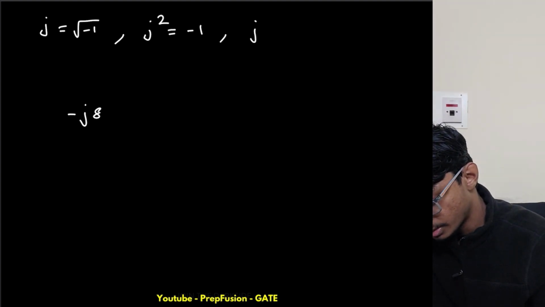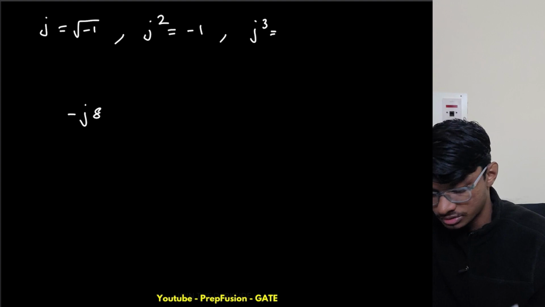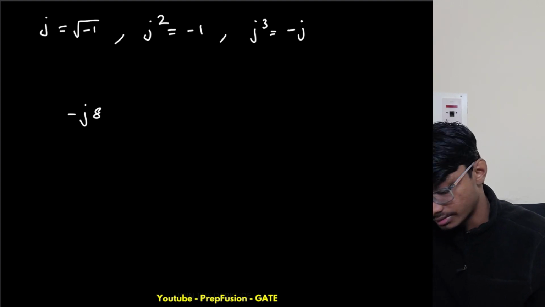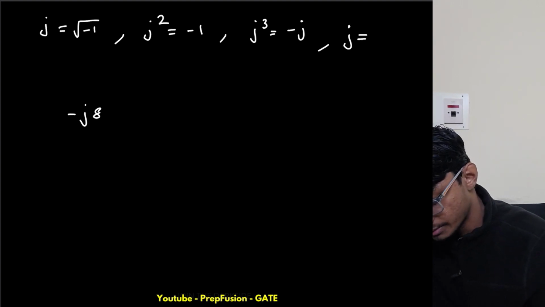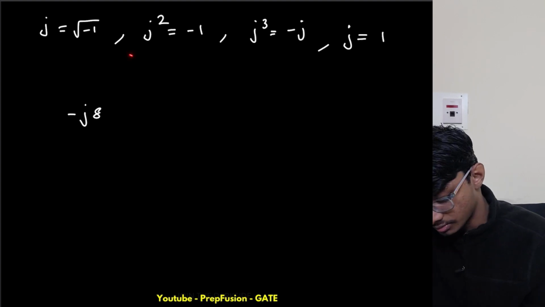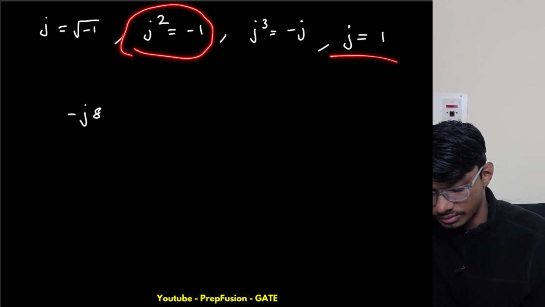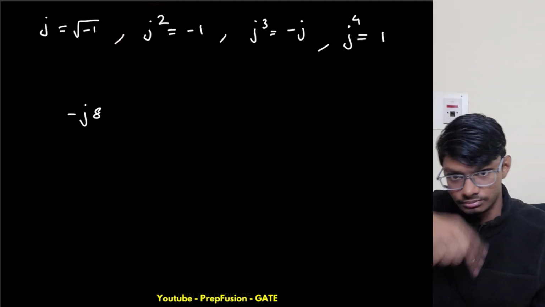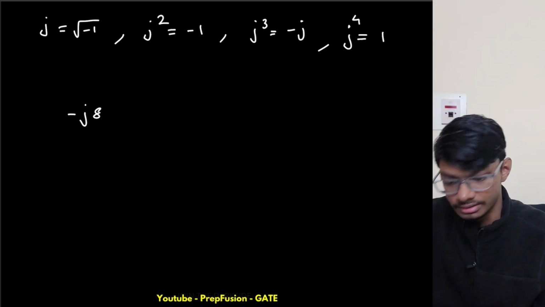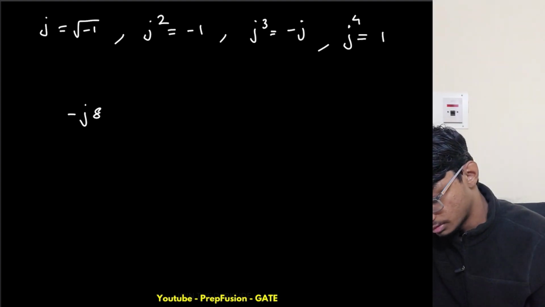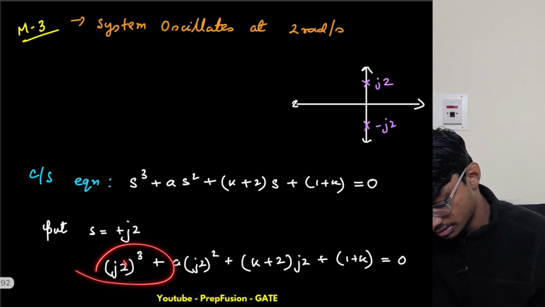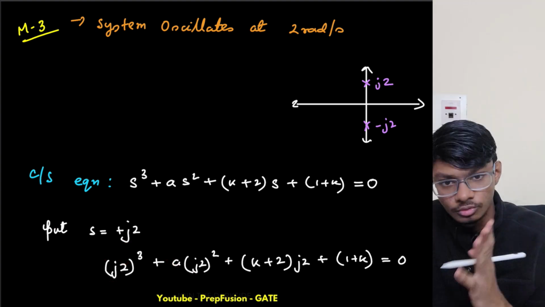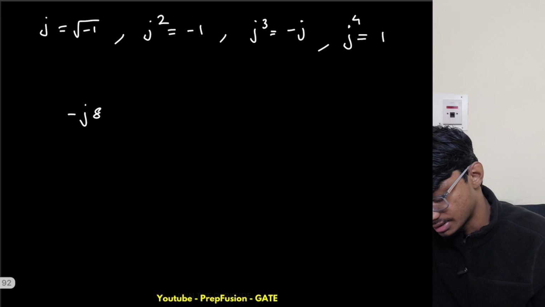Now if I again multiply by j, what do I get? Minus j. Now if I again multiply j, I will simply get plus 1. You can think of it like this also: I'm squaring this equation, so I will get plus 1. Sorry, this is not simple j, this is j to the power 4. So this is the j2 whole cube, so this will be minus j8.